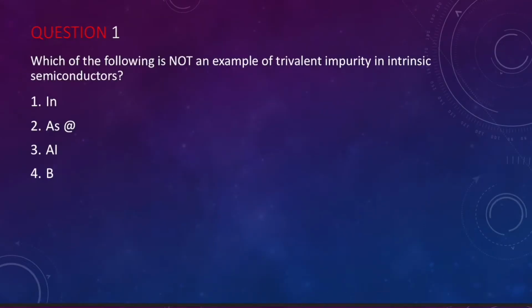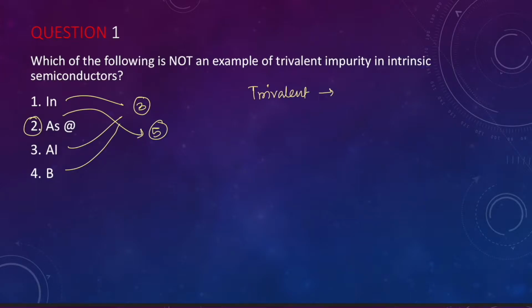First question. Which of the following is not an example of trivalent impurity in intrinsic semiconductor? Indium, aluminium and boron are trivalent. Arsenic is pentavalent. So option 2 is correct.